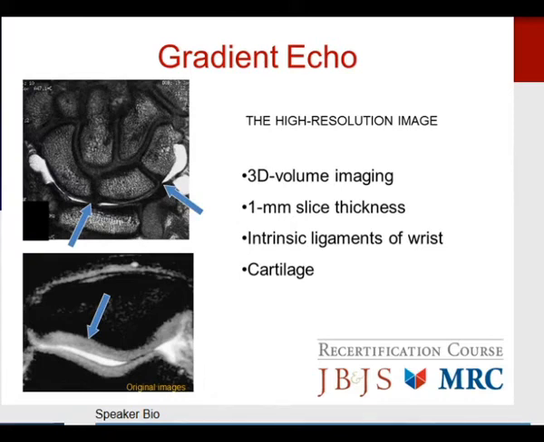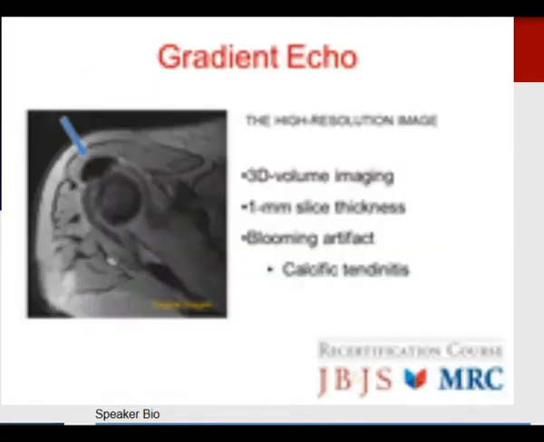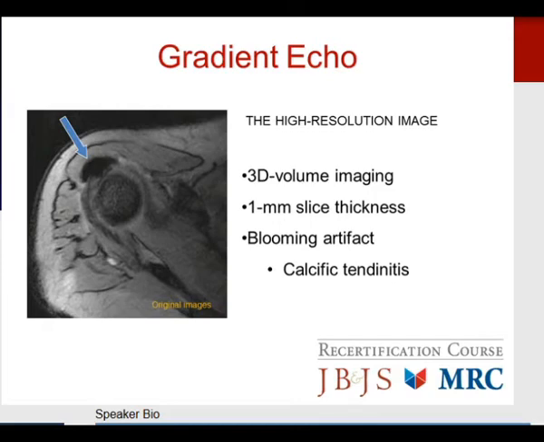or for assessing cartilage, whether it be in the knee or shoulder or the ankle. Also, gradient echo imaging has an artifact that we refer to as blooming artifact, and this is an artifact where if there is calcification within the soft tissues or a foreign body, the area of abnormality blooms or gets bigger at the time of imaging, and so this can be helpful in identifying calcific tendinitis.